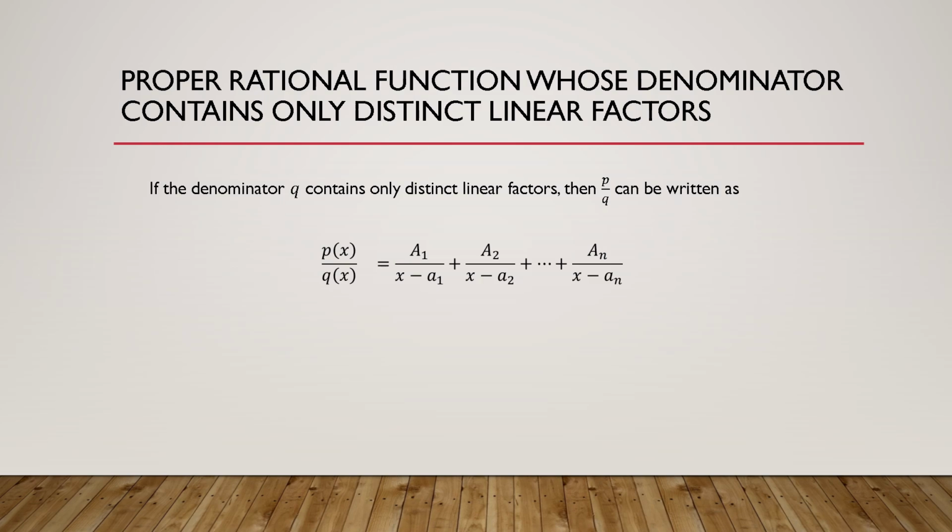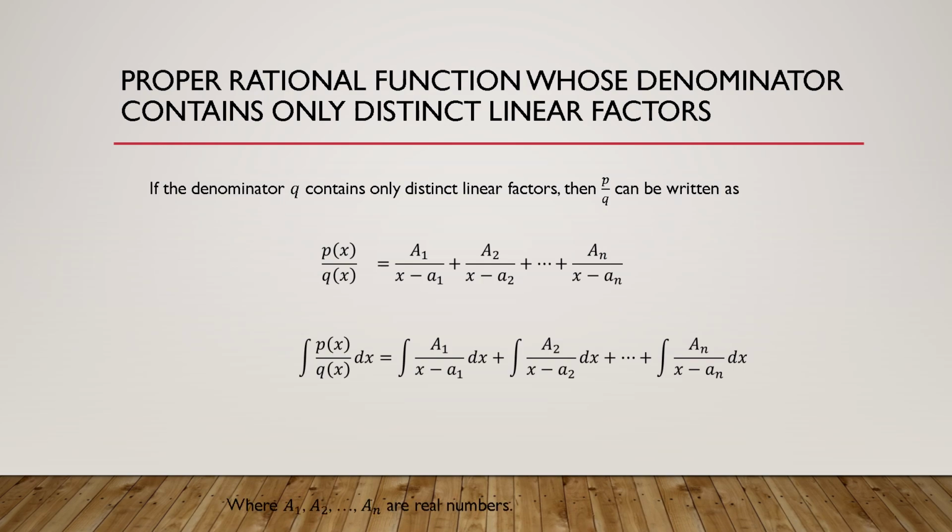In this case, the integral of p of x over q of x is equal to the sum of the integrals of each of the individual terms, where a sub 1, a sub 2, and so on, including a sub n, are real numbers. In this case, since the denominator contains linear factors, to maintain the terms as proper fractions, the deconstructed numerators will be made up of only real numbers.